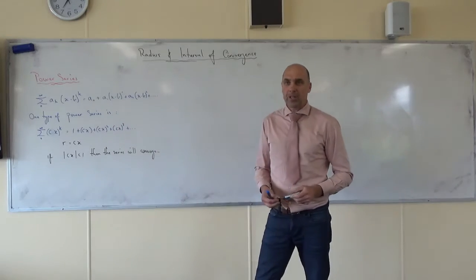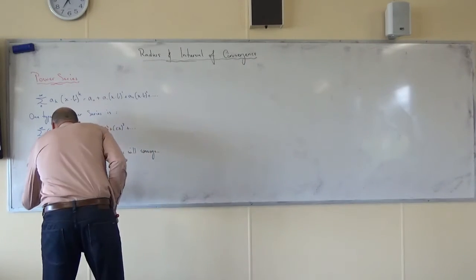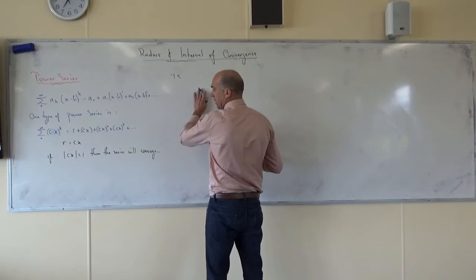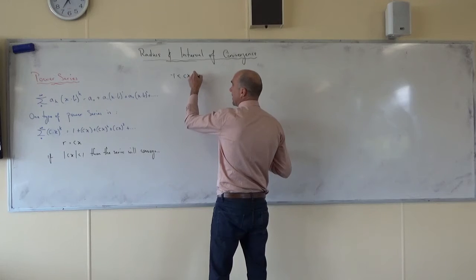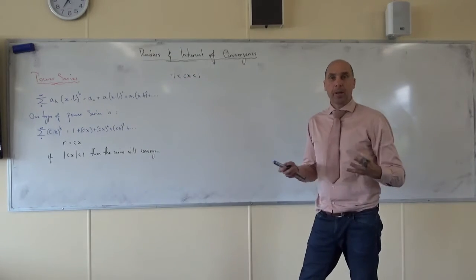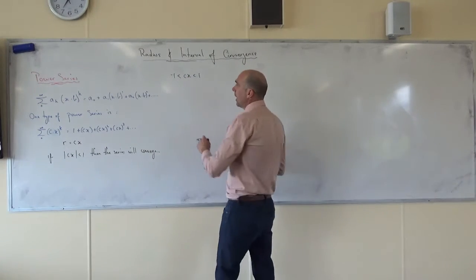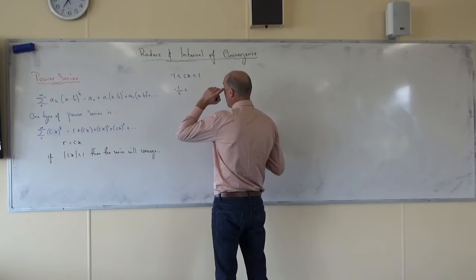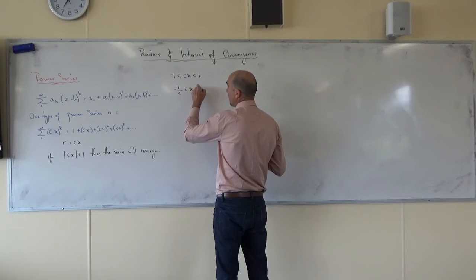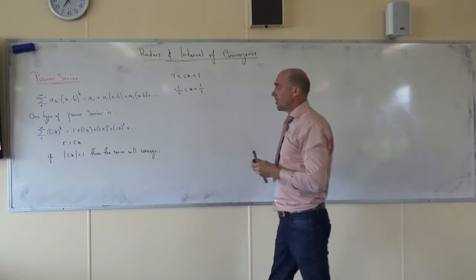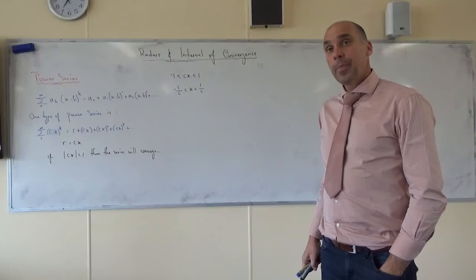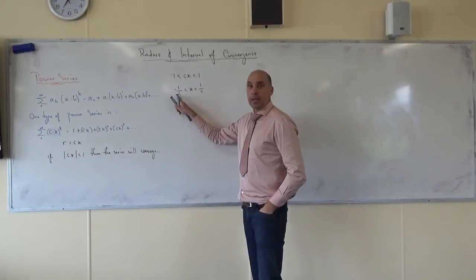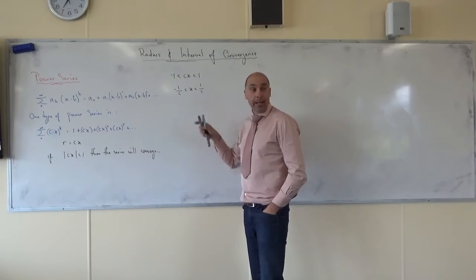So what does that really mean? It means that minus 1 is less than cx, which is less than 1. Assuming c is positive, greater than 0, sorry, we can just write this. So this series will converge if x is trapped between minus 1 on c and 1 on c.